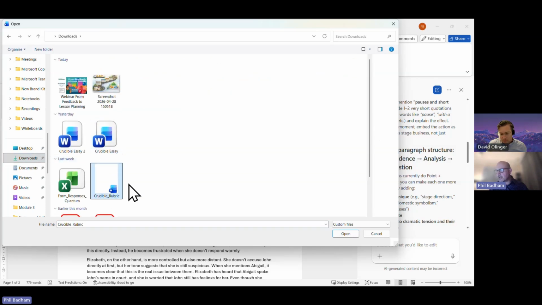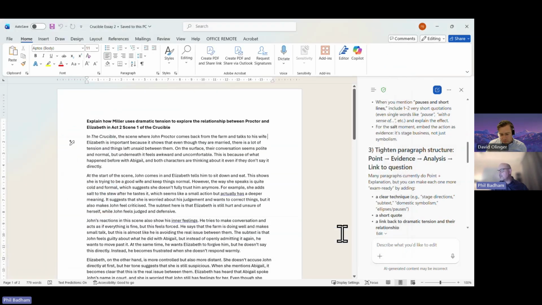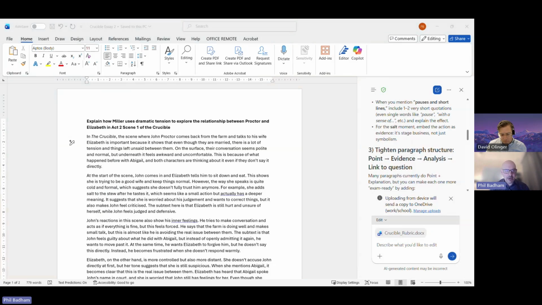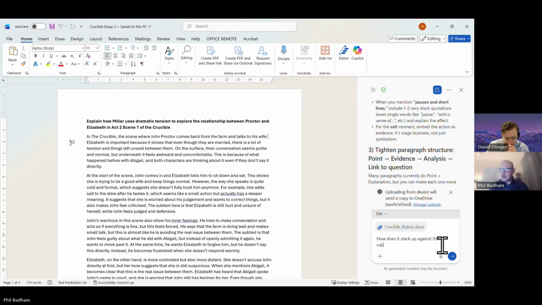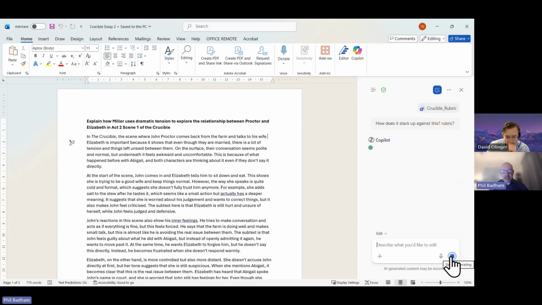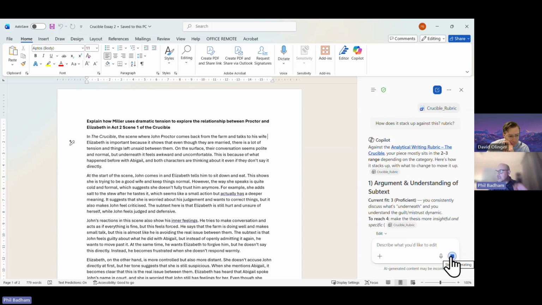So there's the rubric there. And I'm just going to open that into my prompt box. So there it is, Crucible rubric. And now the student is going to say, right, how does my writing stack up against this rubric? Okay, and now Copilot is going to look at that rubric and give specific feedback based on it.